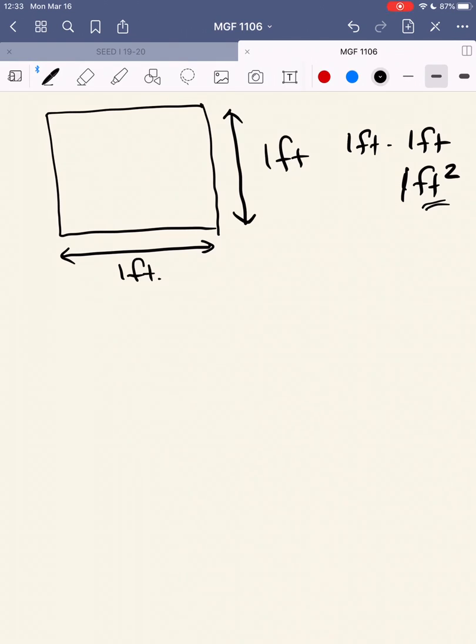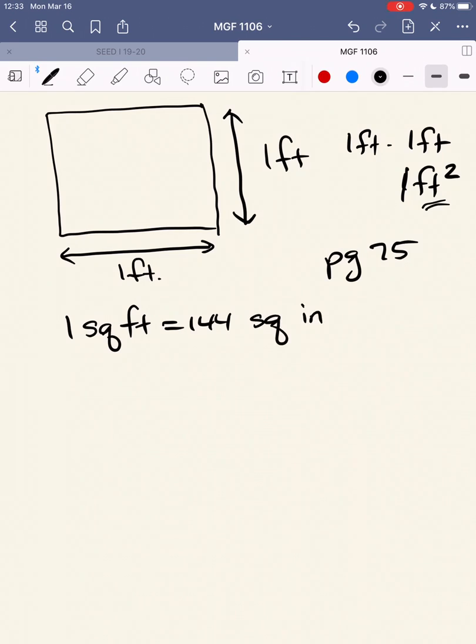In our square units, if I have 1 square foot, and I'm going to do some abbreviation, the chart is on page 75 for your viewing pleasure, it's equal to 144 square inches. 1 square yard, or yard squared, is equal to 9 feet squared, or square feet.